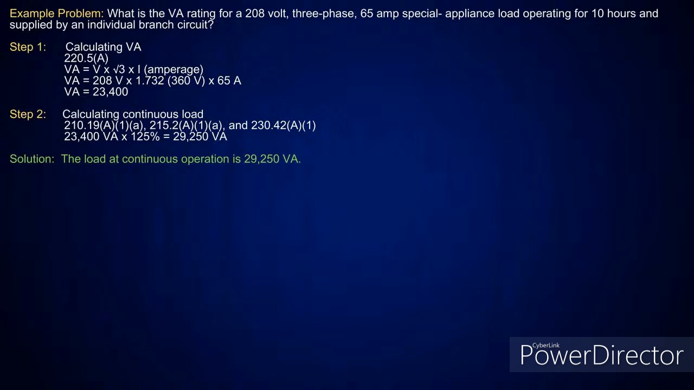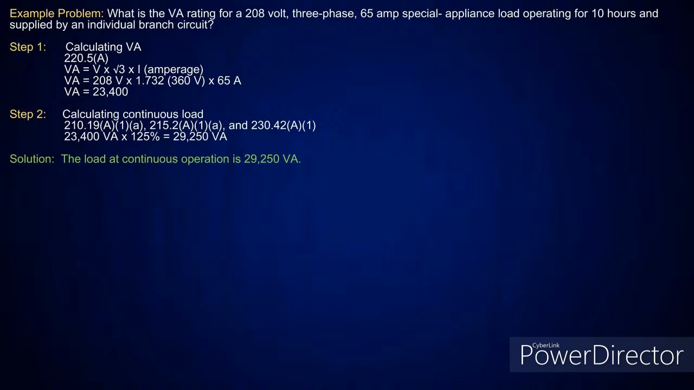So once you get through those 2, then we're going to look at what type of special appliance loads I have. Now, here's a basic one. This is where I have a 208 volt 3-phase, and we're not even telling you what type it is. It's just a 65 amp special appliance load that operates for 10 hours or more, and it's supplied by an individual branch circuit. I'm going to tell you, this doesn't have an outlet. This is something we're going over and hardwiring. It's some special appliance, some piece of equipment. You're just making a termination.